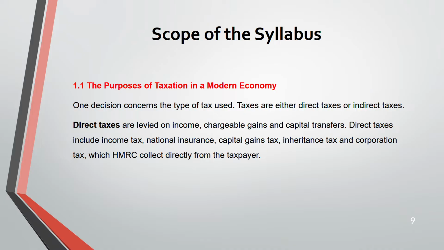Why? They are directly taxed on your income, chargeable gain, capital transfer. Okay, even your national insurance contributions are direct tax. Why? Because these taxes are directly collected from the taxpayer. Who is a taxpayer? Anyone who is paying tax in the UK is known as a taxpayer. And who collects the tax from the taxpayer? HMRC. Know the relationship between HMRC and the taxpayer. They go together. Okay? For a tax to operate in the UK, there should be an HMRC, there should be a taxpayer.